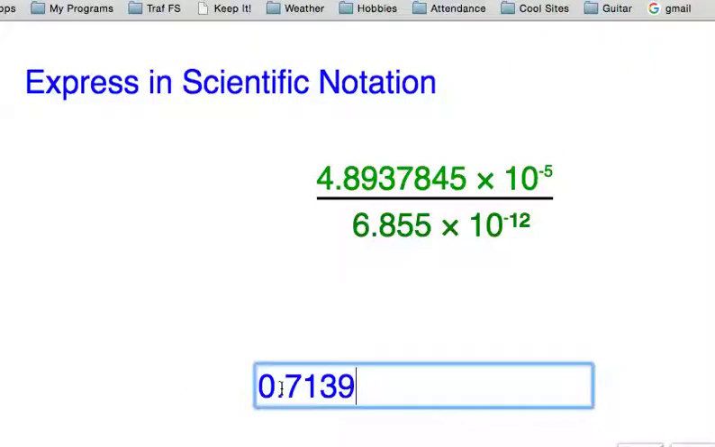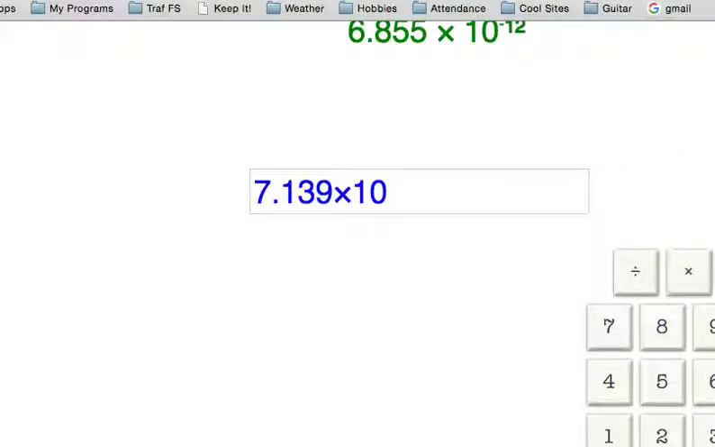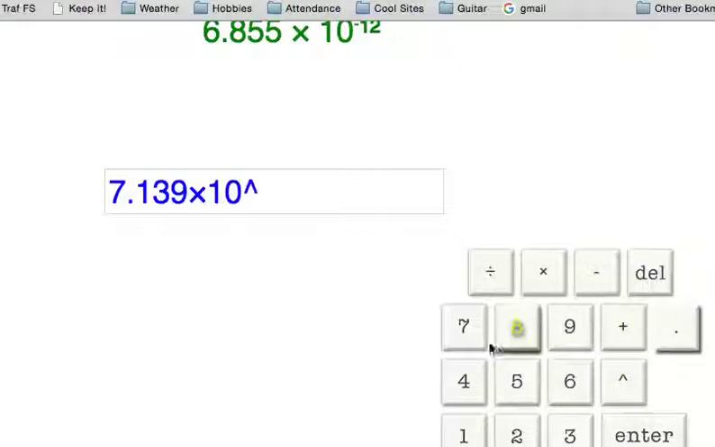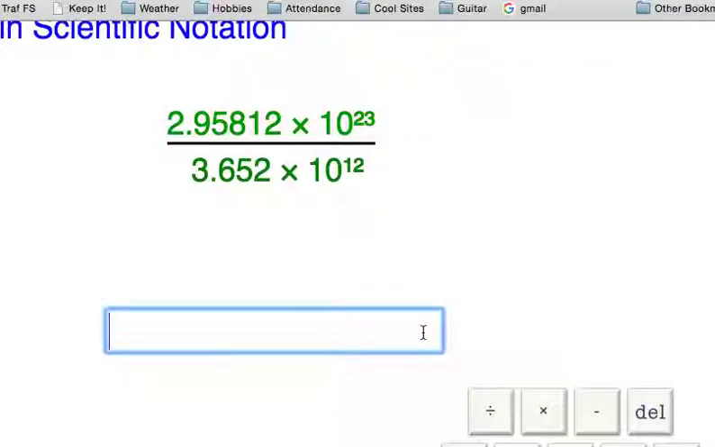So 0.7139, and then we're moving the decimal point back one, so we're going to subtract 1 from whatever our exponents do. The 10 to the negative 5 is going to subtract the negative 12, so negative 5 minus negative 12 is negative 5 plus 12, which is 7. Then we're subtracting 1 off of that, so times 10 to the power of 6. Excellent. Let's do one more.